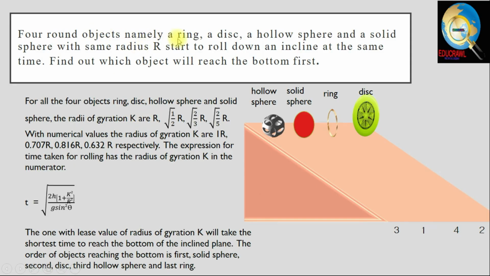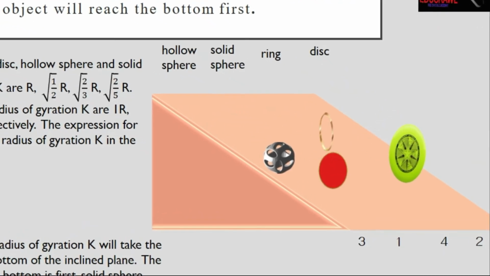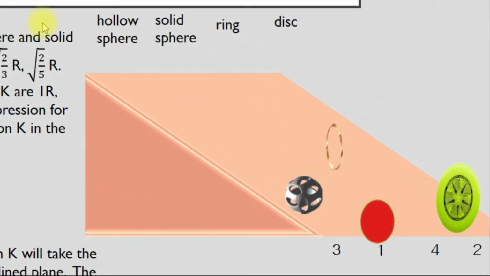Four round objects, namely a ring, disc, hollow sphere and a solid sphere with the same radius r, start to roll down an inclined plane at the same time, which you can see in the following animation. The question is, find out which object will reach the bottom first.